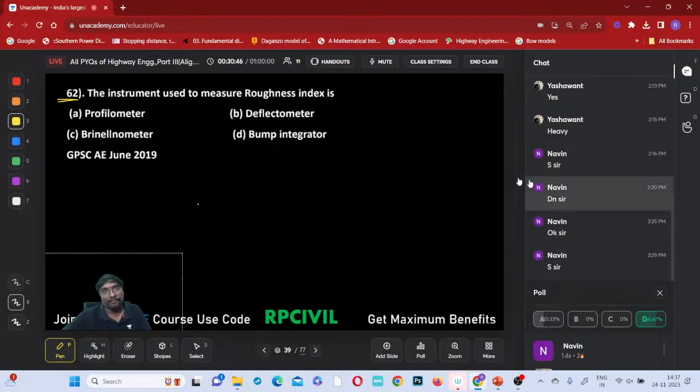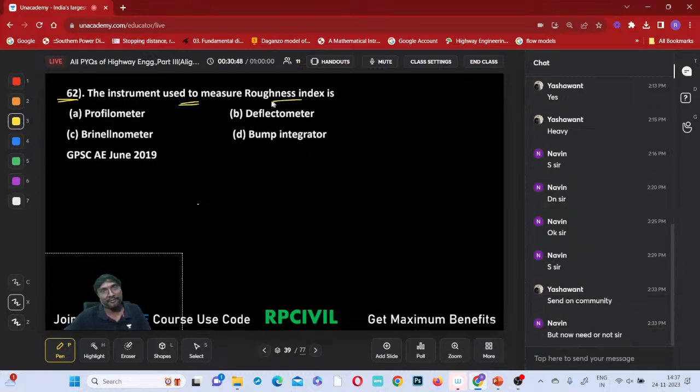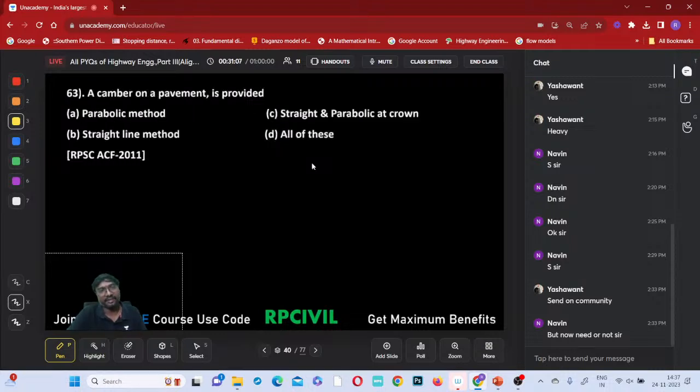Okay, I think. The instrument used to measure the roughness index, what can you say? Bump integrator. Roughness index is nothing but pavement unevenness or pavement roughness. All these are the same. Pavement unevenness is only called roughness. And there is a relation between the international roughness index and the roughness index of India, okay?